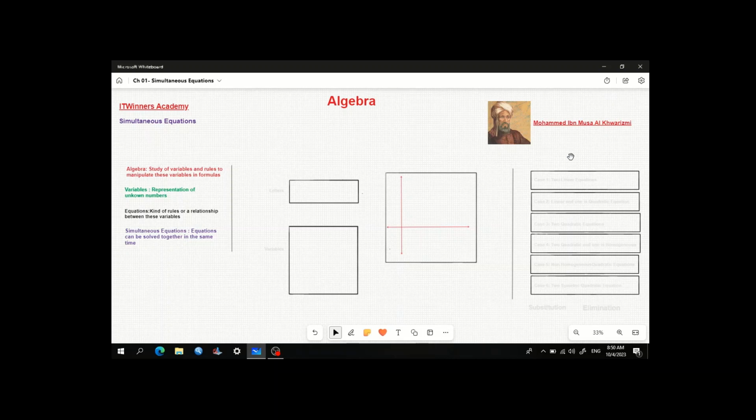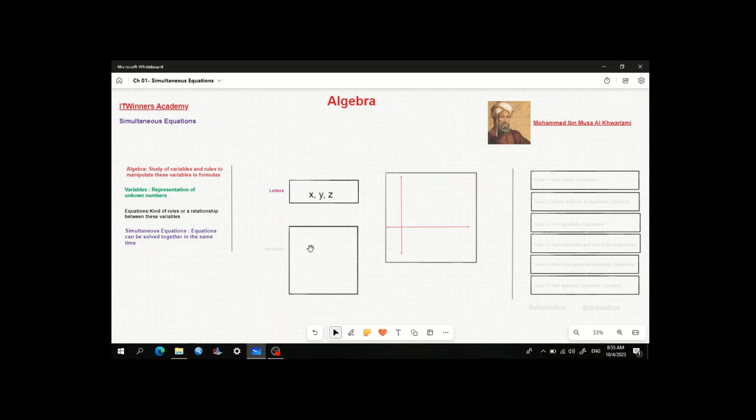Here, what's meant by variable? If I write x, y, and z, what's meant by that? This is just letters, okay?